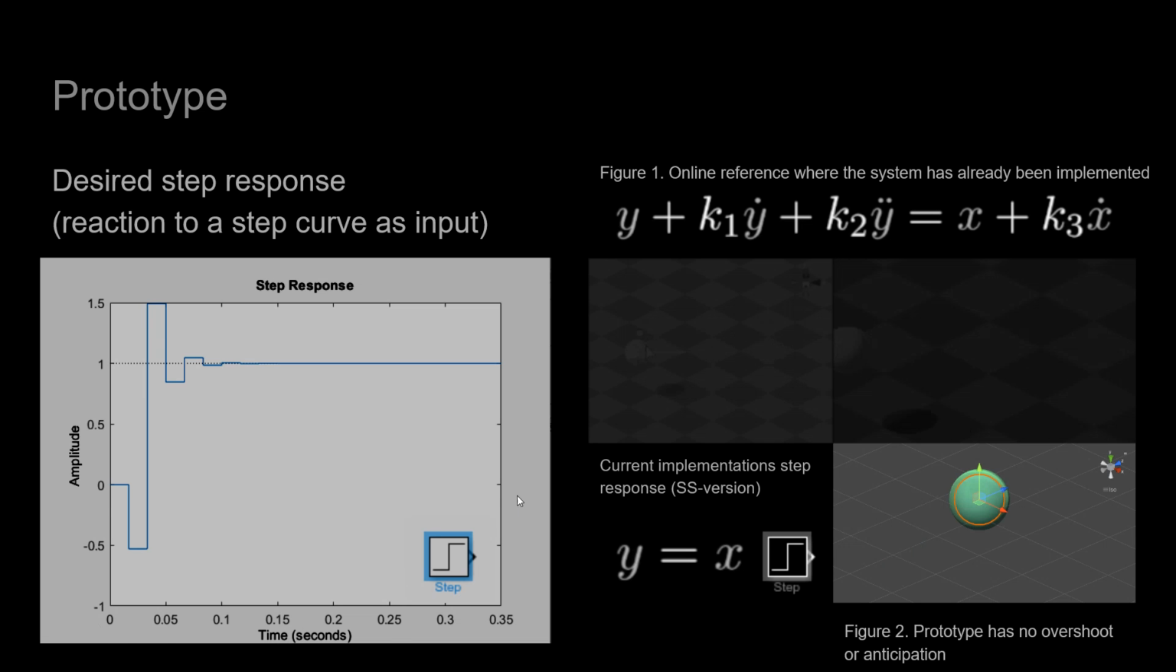Here's the model I made in MATLAB. The desired model that I want, the desired step response. Basically, step response being a reaction to a step curve as an input, starting at 0 before the curve starts here and going up to 1.